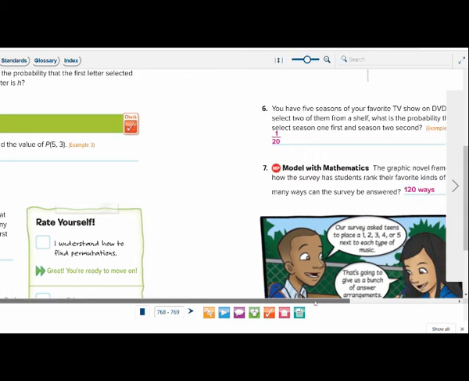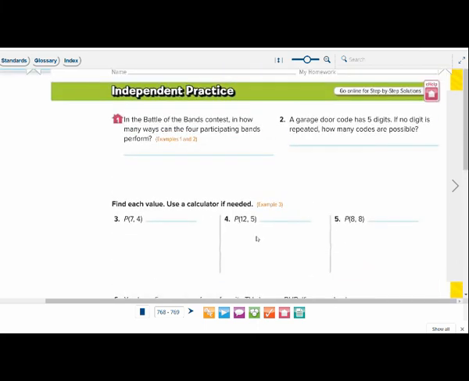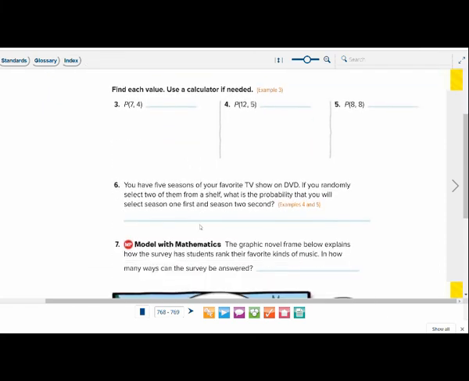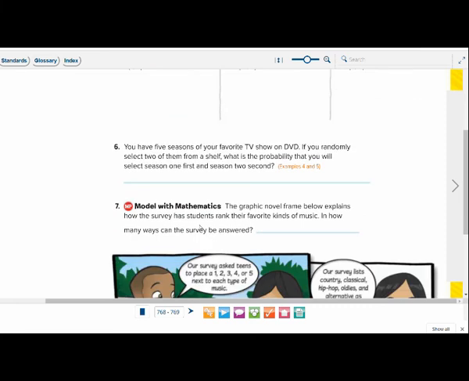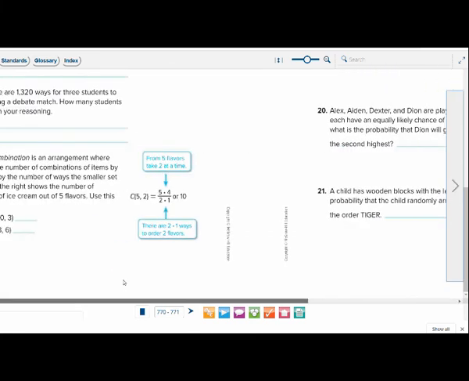Okay, now let's see if we can do one. Let's get rid of the answers. This one is just like our example, so that's kind of easy. Let's look at how many ways can the 4 participating bands perform? Okay, because I showed the answer to that one, we have to do a different one, sorry.